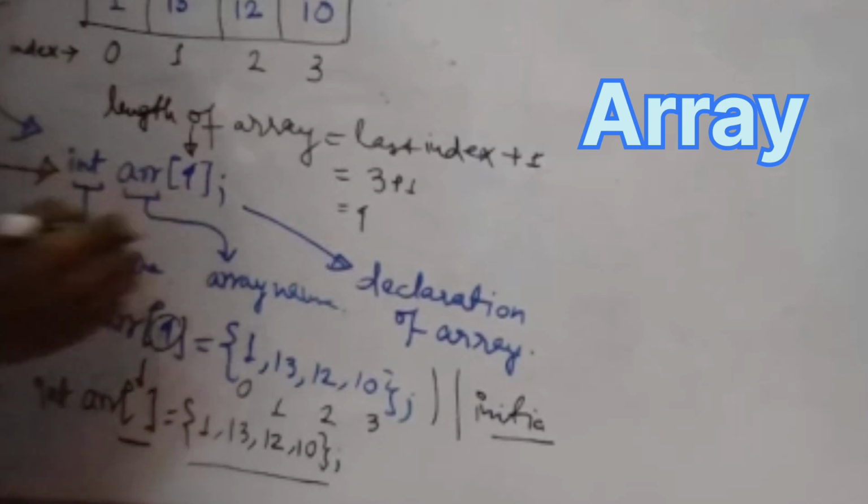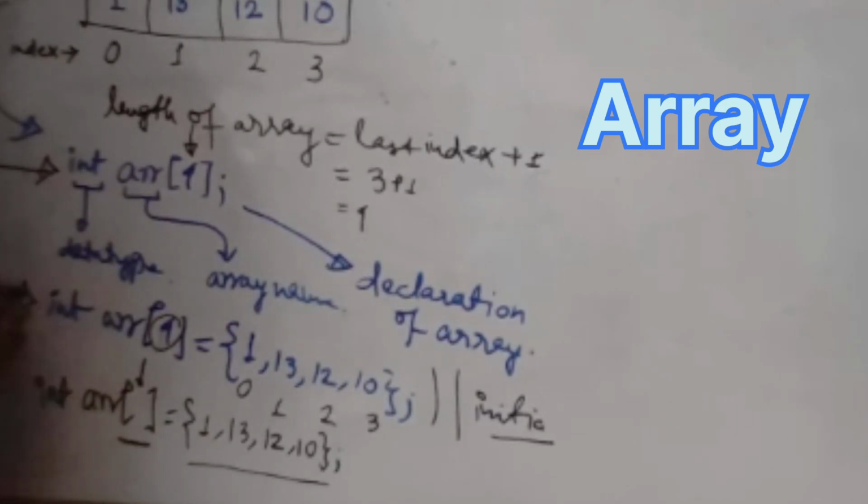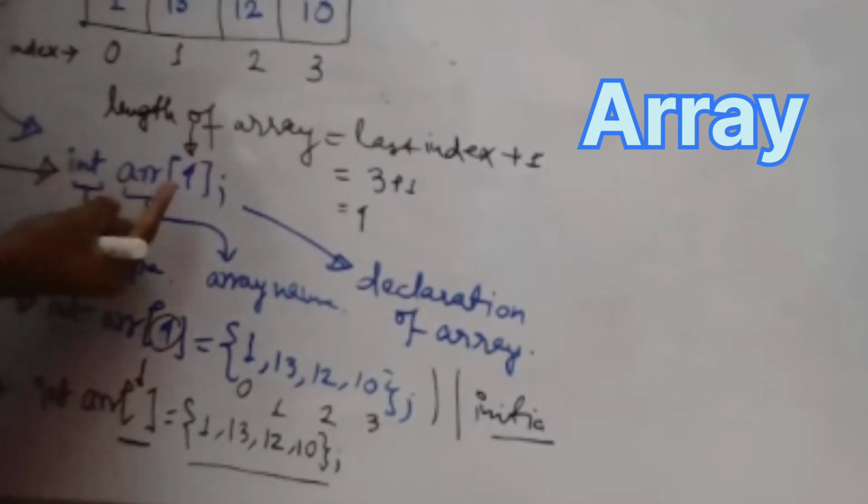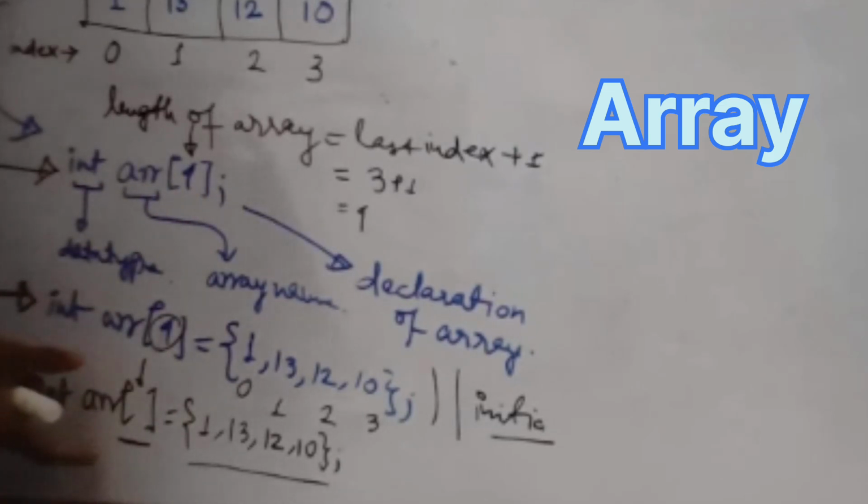So here is the convention. The first one is the declaration, and these two, the second and the third, are the declaration as well as the initialization of the array. According to the declaration, we must put the size of the array, and according to the initialization, it is not necessary to put the size in between the third brackets. So here it is, the array.